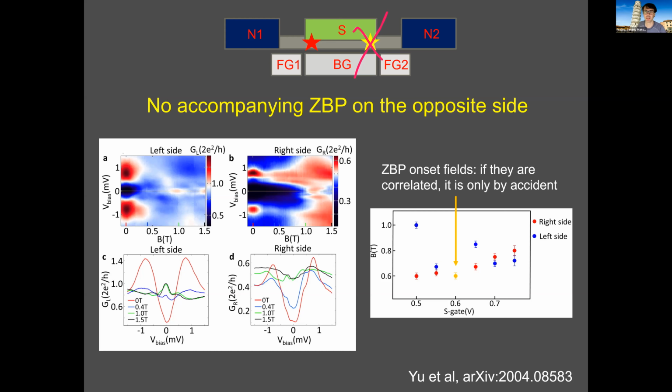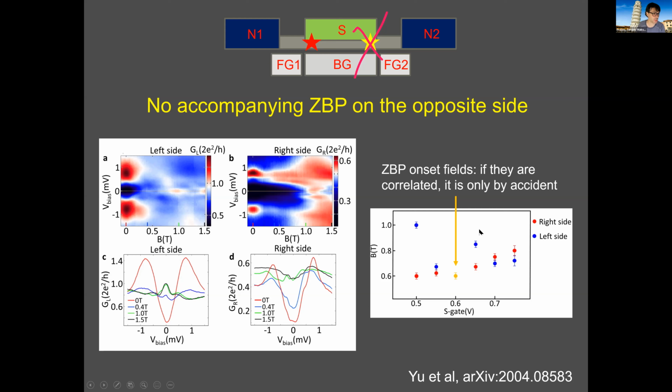Okay, so here's the reveal of the correlation puzzle, right? The correlation I showed you of the zero bias peaks is accidental. It's the yellow point on the right. So for a certain gate voltage, the peak onset value is really exactly the same. And then you change around, you see that in general, they're not correlated. And in fact, there are examples where it's completely different, like there is no peak at all on one side and there is a peak only on the other side.